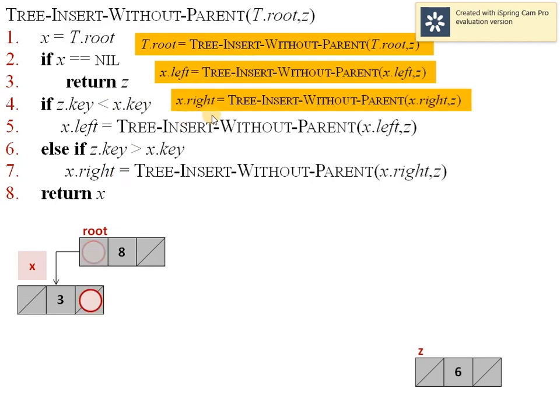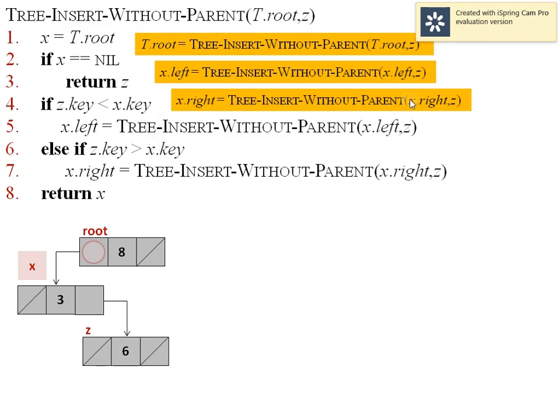So we have to call x dot right equals to function name x dot right comma z. Here we are passing the right child of x now, and the right child of x is nothing but this one, which is null at this moment of time. Since it is null, this function call will be for null comma z, so it will simply return the node z to us, and that pointer will be used to update the right pointer of x. So something like this is happening when this line gets executed. Since it is a return statement, we are done with the execution of this function call.